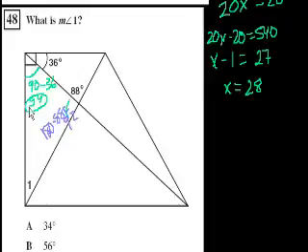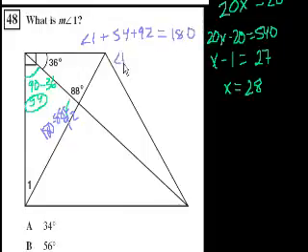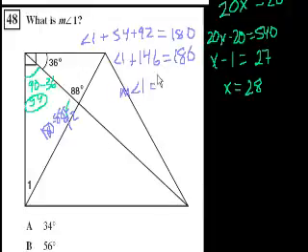Now this angle 1 plus the 54 plus the 92 is equal to 180. So we know that, let's say, the measure of angle 1 plus 54 plus 92 is equal to 180. So 54 plus 92 is 146. Subtract 146 from both sides. The measure of angle 1 is equal to 180 minus 146, which is equal to 34 degrees. So the answer is A.